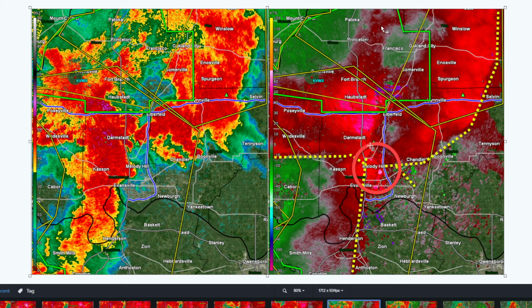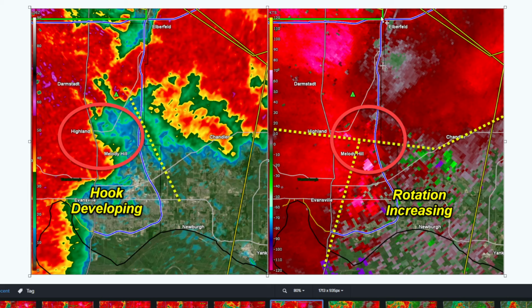So you can see that area of enhanced damaging winds across northern Vanderburgh County still. Then we kind of zoom in here as we definitely start seeing the rotation increasing. This is the same radar image, but we zoomed in near the Melody Hill area. That's where you can see the rotation start to increase. We still had that third boundary here across western Warwick County. You can kind of make it out right there, and then that area of damaging winds just to the northeast of Darmstadt.